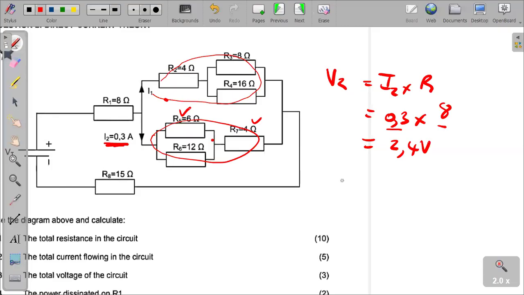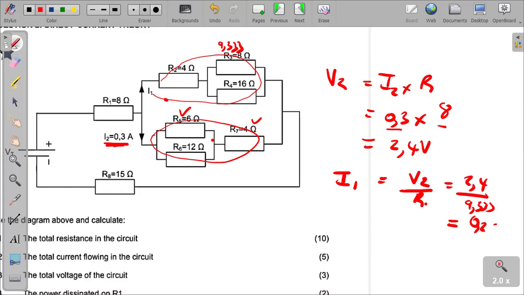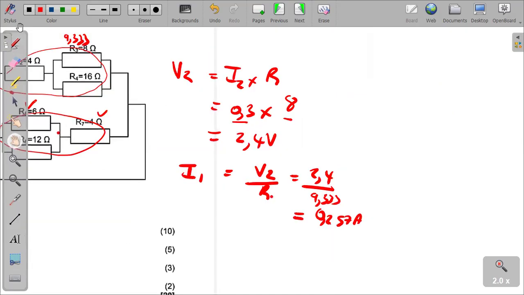So it means I1 is now equal to V2 that we have determined divided by R of that particular branch, the effective resistance of that particular branch. So we are simply saying 2.4 divided by, remember, we had gotten 9.333 here. So we are saying 2.4 divided by 9.333, and we get a value that is 0.257 amperes. Right. So we now have current I1.